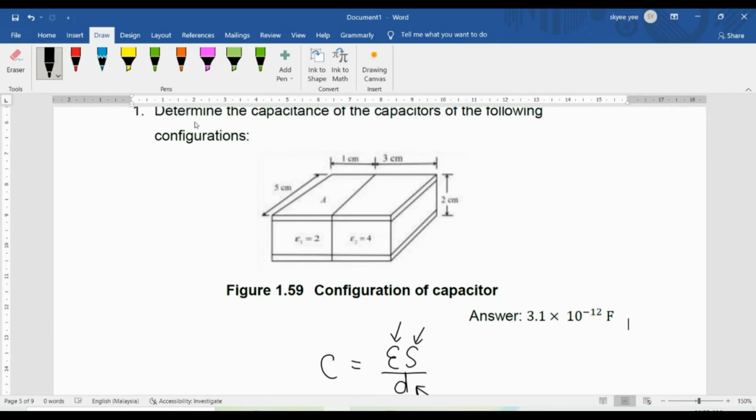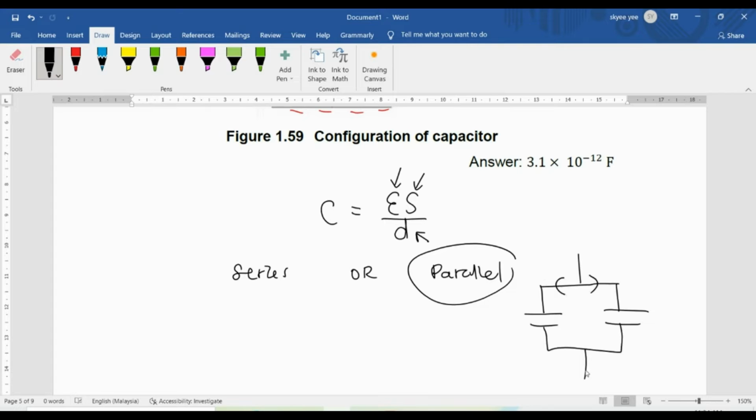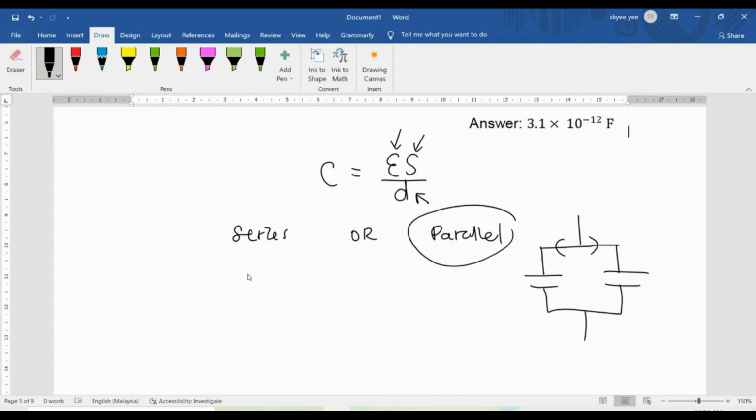So how to decide? You look at the plates. For example, if this is positively charged and this is negatively charged, the electric field will be in this direction. The electric field has a choice: it can pass through either the first material or the second material. When you have a choice, it belongs to a parallel configuration. Just imagine you have a branch over here, so there are two capacitors, and the current can choose which one to pass through. So this is parallel. For parallel capacitance, the total capacitance is the summation of the capacitance of the first capacitor and the second capacitor.